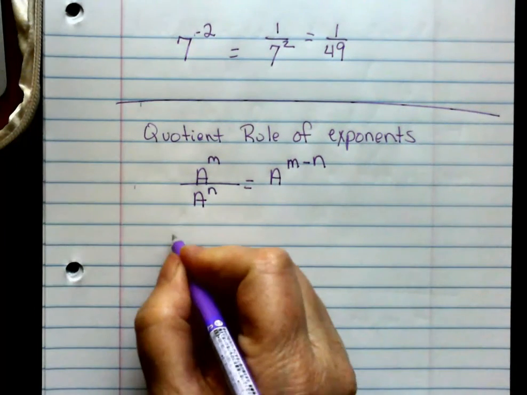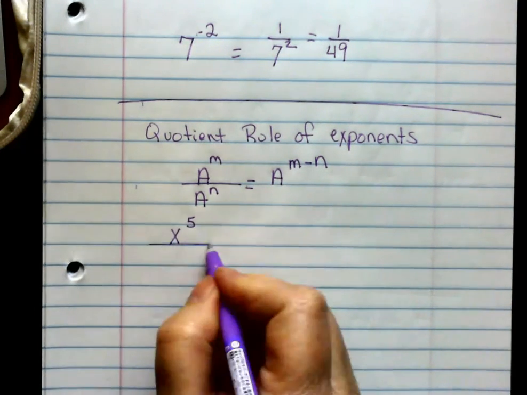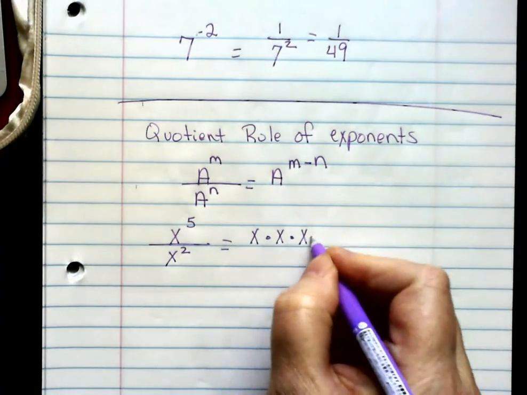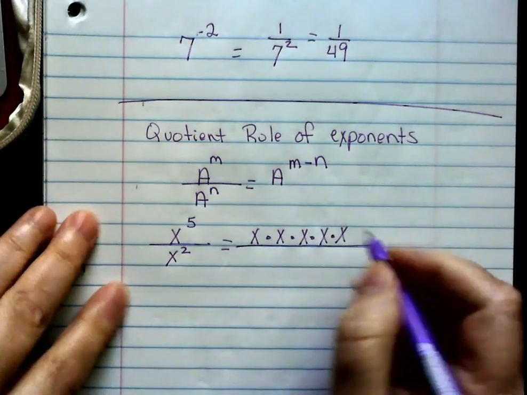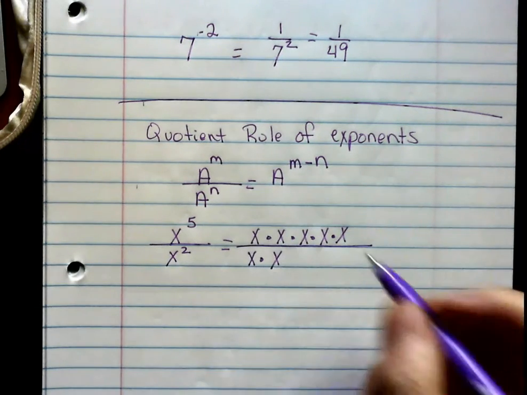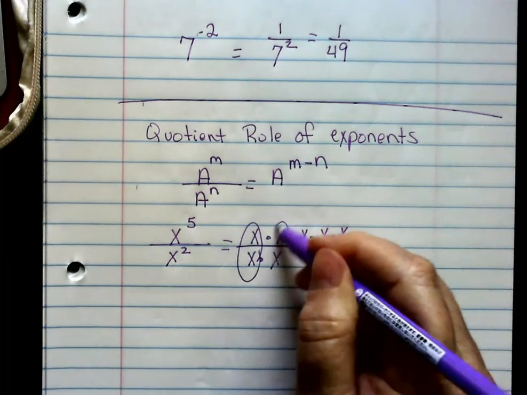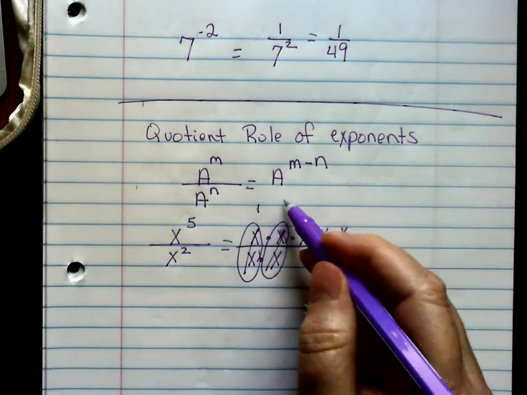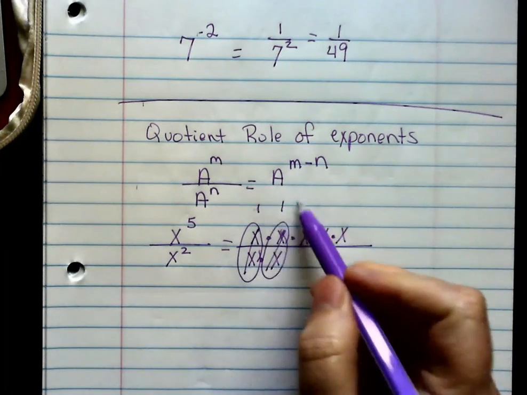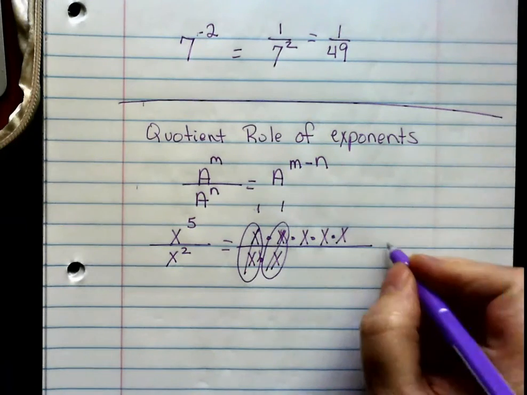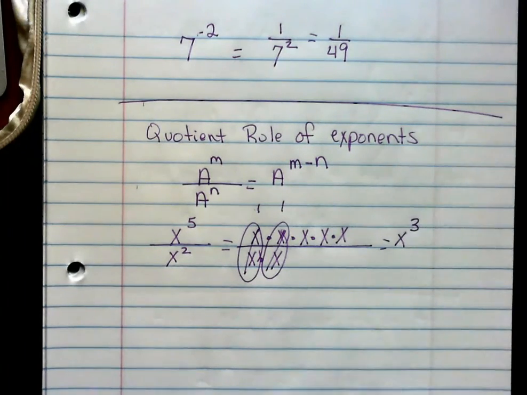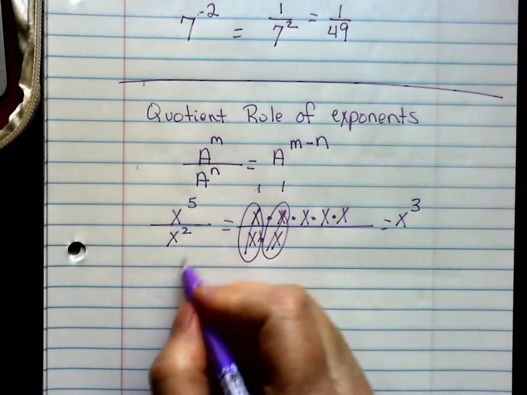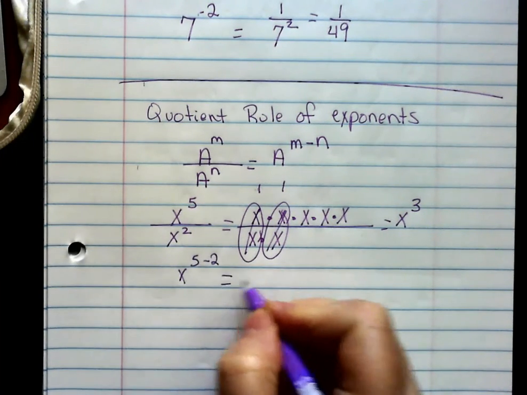If I had x to the 5th over x squared, that's equal to x times x times x times x times x over x times x. Now, whenever you have the same thing on top and bottom, they simplify to be a whole number 1. So this simplifies to be 1, and this simplifies to be 1. And remember, 1 times 1 is just 1, so it's the same thing. What's the leftover? X to the third. So I don't want to do this for every problem, so as long as the bases are the same, all I have to do is subtract the exponents, and you get x to the third.